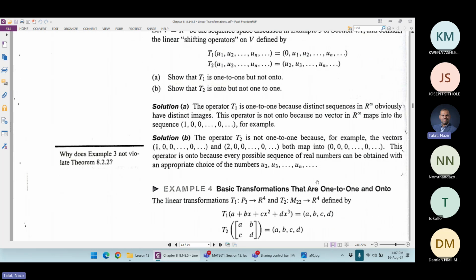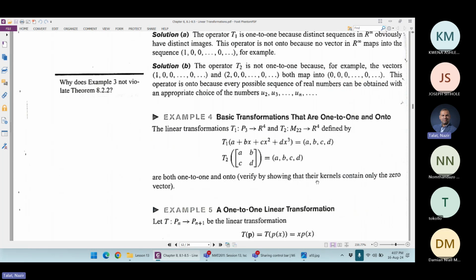If we go further to another example, T1 is a mapping from the space of all polynomials of degree 3 to R4, and T2 is a mapping in this way. Then one can see that if you put 0 in, the image is only 0.